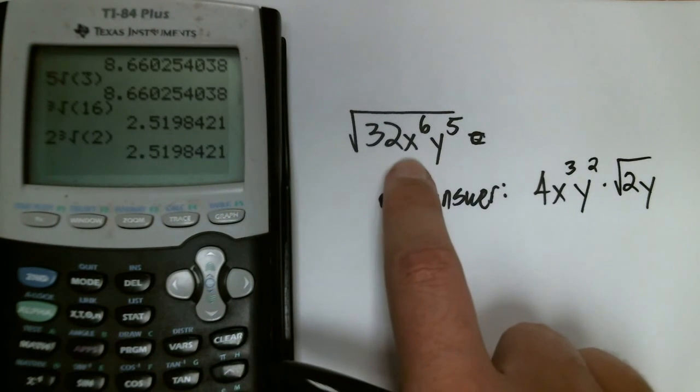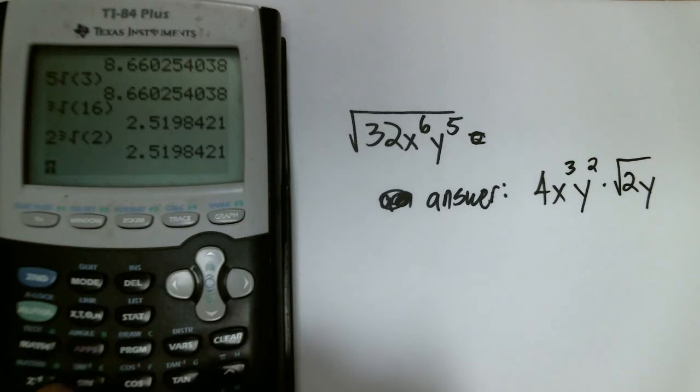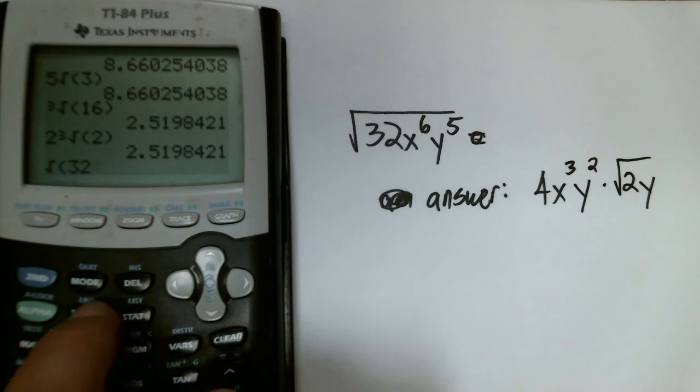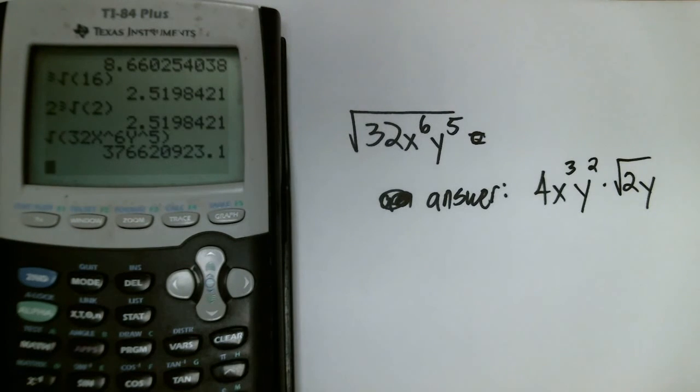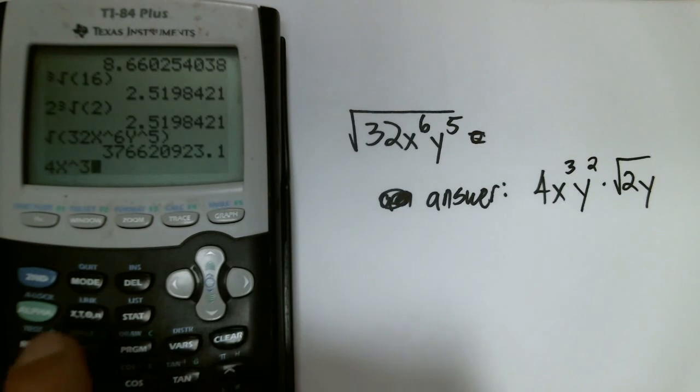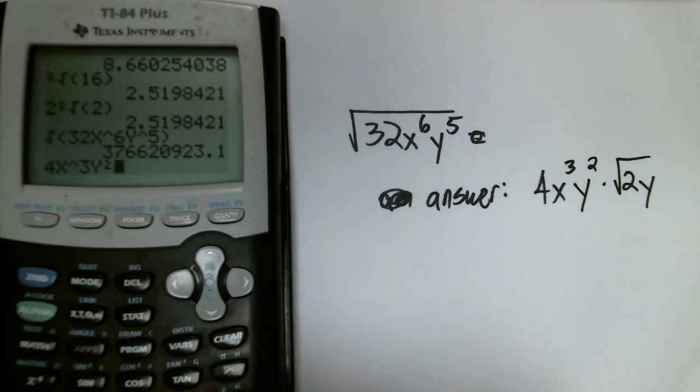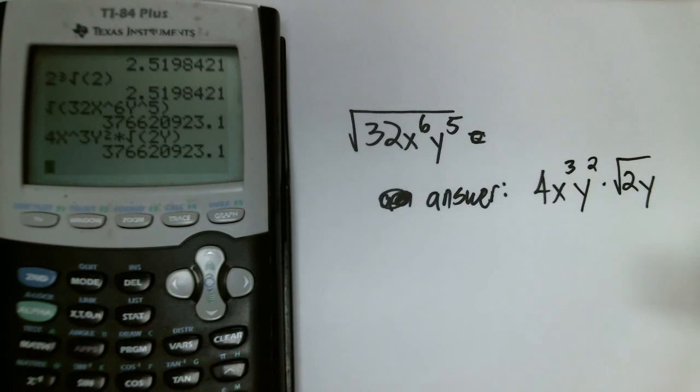Okay, I'm going to type this into my calculator. I'm going to type in second square root 32x raised to the 6th, alpha y raised to the 5th, close the parentheses, get some number, don't care what that number is, let's type in our answer. 4x raised to the 3rd, alpha y squared, I'm just going to press the square button, and then times square root of 2 alpha y, close the parentheses, bam, they match. That lets me know I've done it correctly.